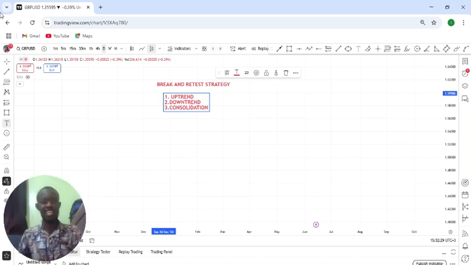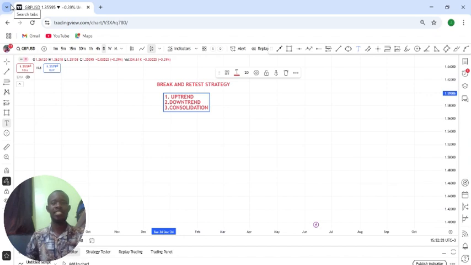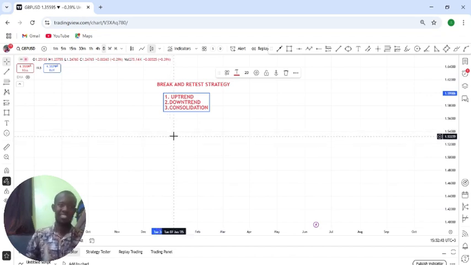So guys, today we are going to look at the break and retest strategy. This is a strategy that I use in the forex market, where the first thing I look at is the direction of the market. We check whether the market is in an uptrend, a downtrend, or in a consolidation.